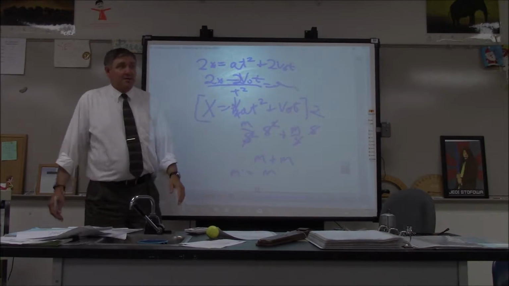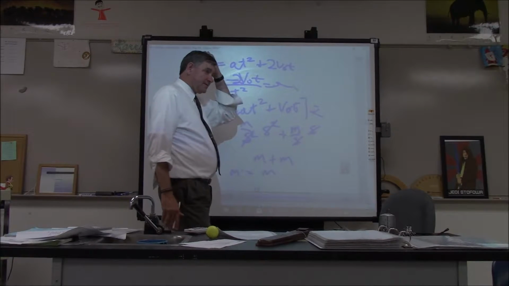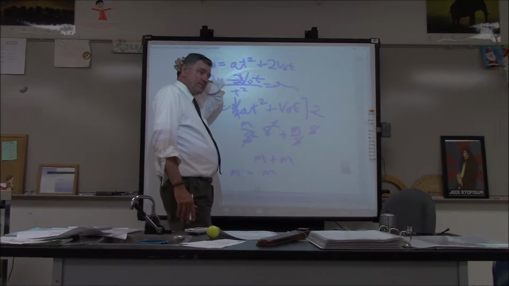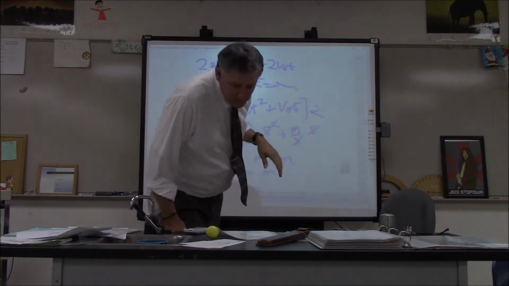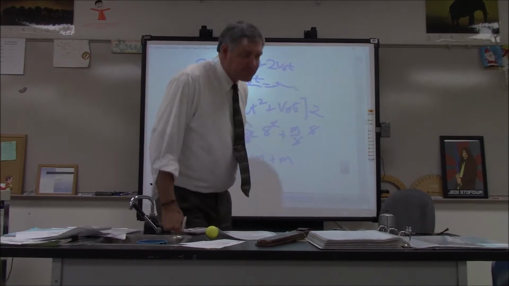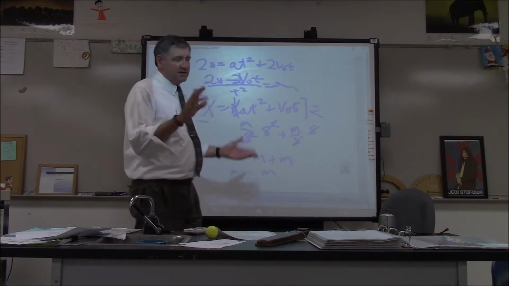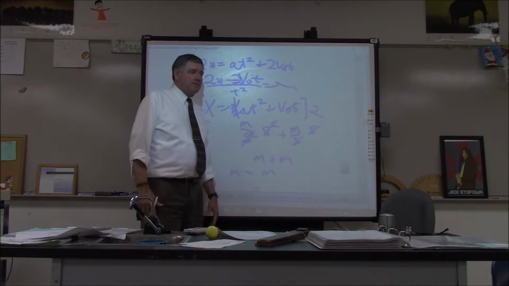Okay? Nick? On the review, like for example, 5b or 5a even, the answer would be square rooted. So would you have to put the plus and minus in front of it? Technically, yes, but I'm not going to worry about it, okay?